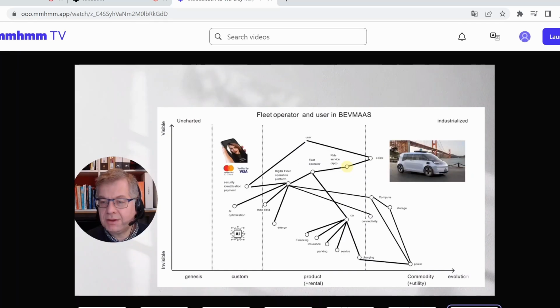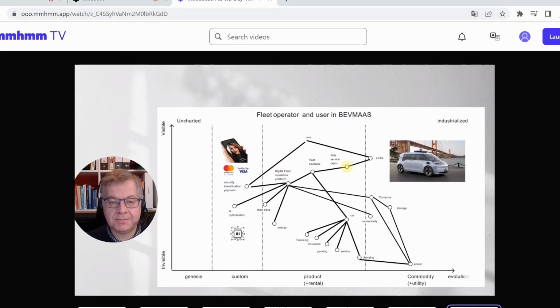Now, if we look at the mobility as a service use case instead, the ride-hailing app is much closer. This is shown with a yellow dot here. The ride-hailing app is much closer to the user than the car. Which make of car arrives is usually less important than availability and price. The ride has become a commodity.